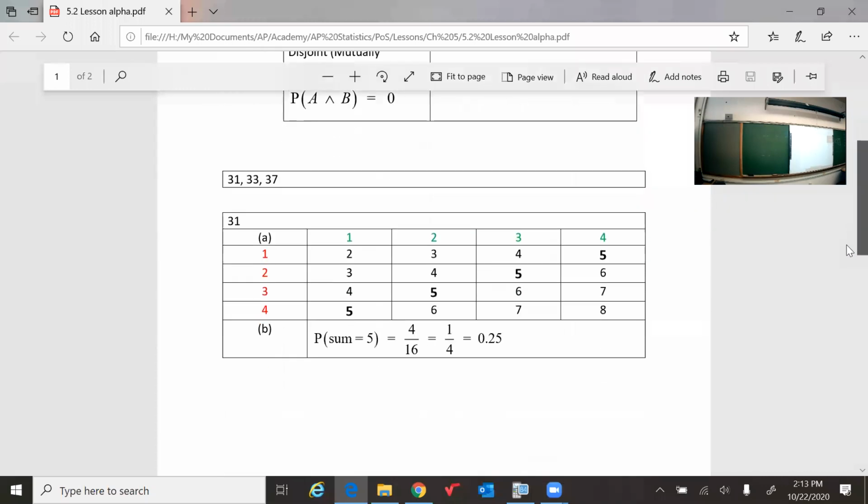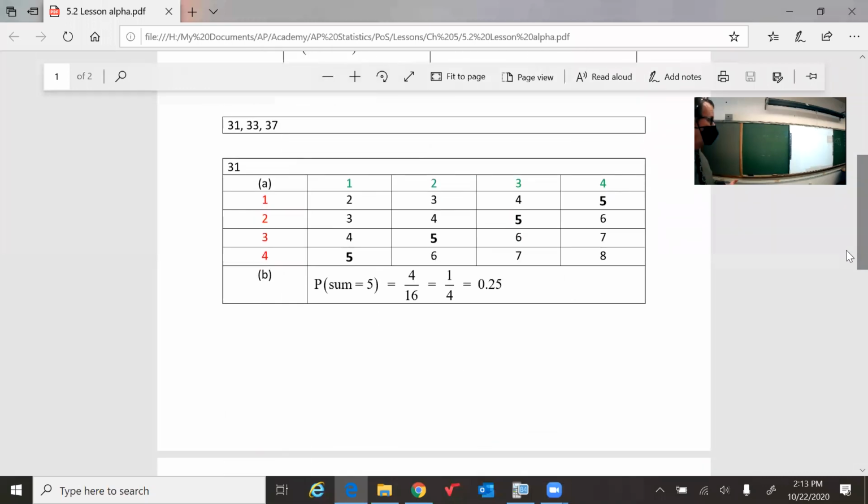31. 31 is about the dice. So we said, okay, if I call one die green, what are the faces? A 1, 2, 3, or 4. The other die's red, 1, 2, 3, or 4. And in these cells would be the sums. So for example, green 2, red 3 is a 5. And the question is, what's the probability of getting a 5?